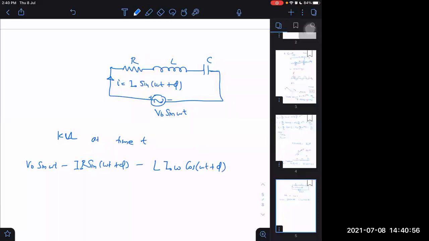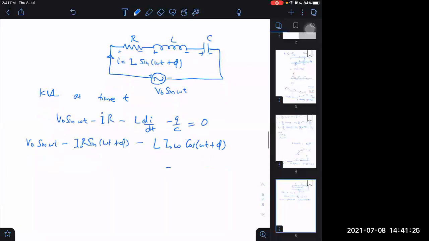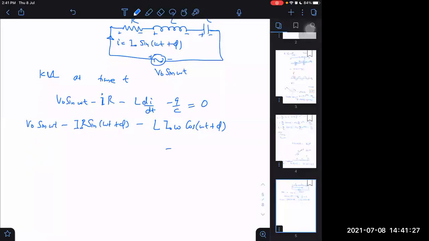Okay. Then after that, what is the next term? We start with V naught sine omega t, and we wrote minus I into R, and then minus L into di by dt, and then also minus q by c is equal to 0. How to write minus q by c? I have to integrate I. What do I get after integrating I?